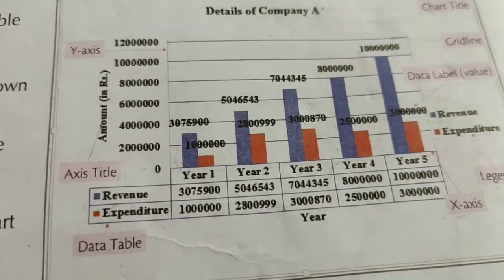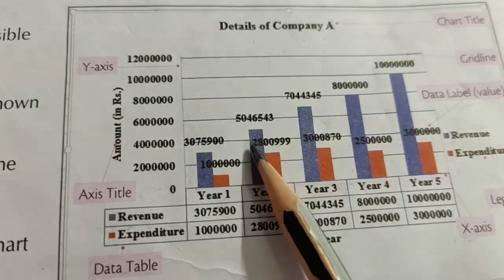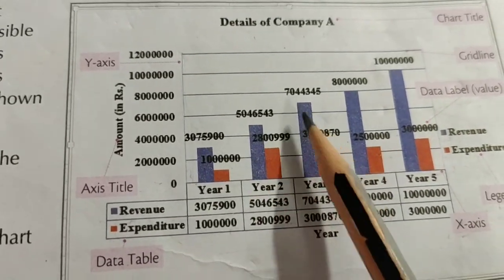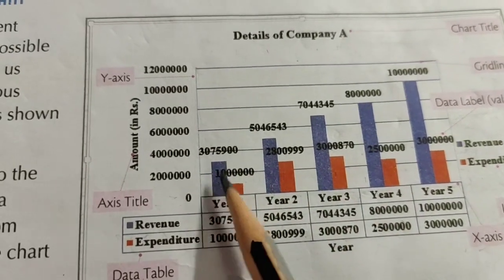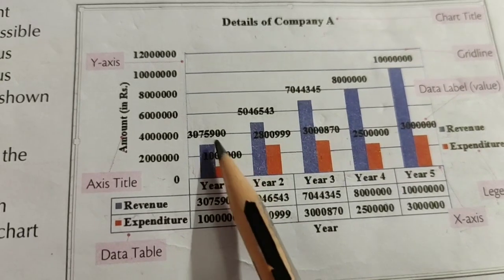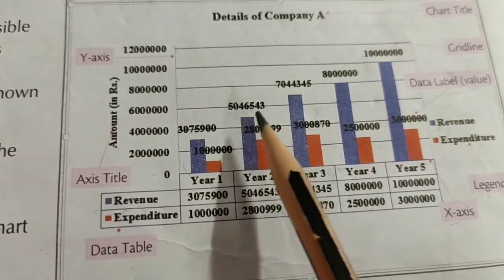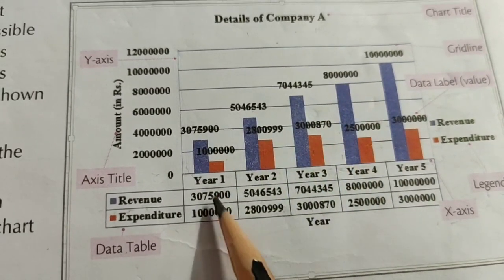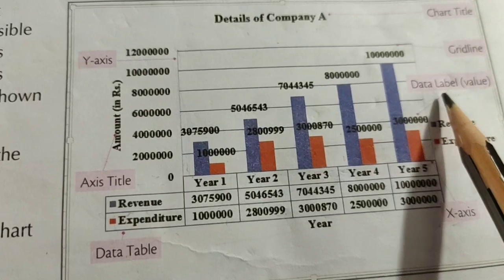Now the next one is the data label value. When you draw these bar columns, you have to put the value, the revenue value. Now 50 lakhs, 46,000, this one you have to put. This is the value of the revenue and the expenditure. This we call a data label value.